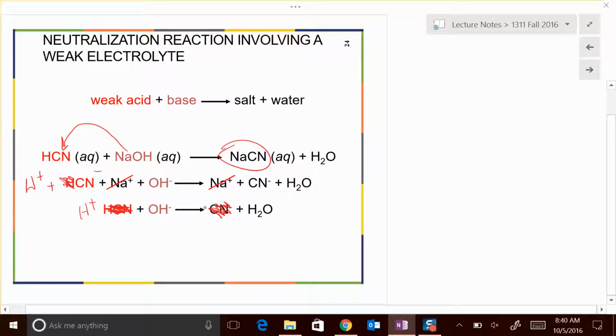Okay? And I'm going to be left with sodium cyanide and water. These two things, and water, and then water comes, and that is my reaction. Once again, acid with the base to form water. Okay?